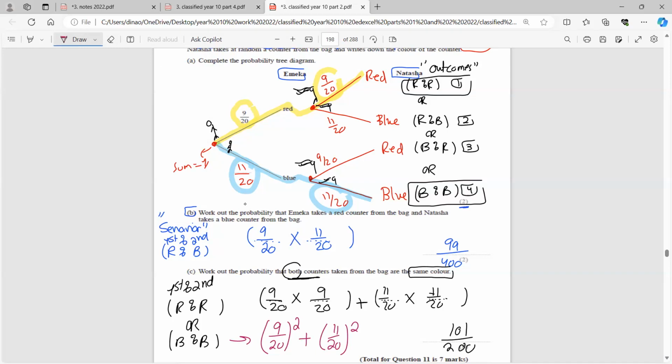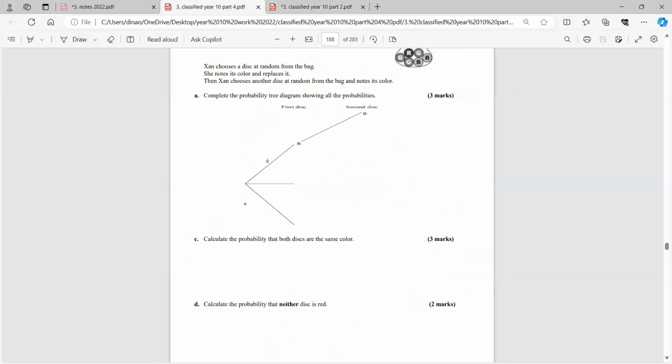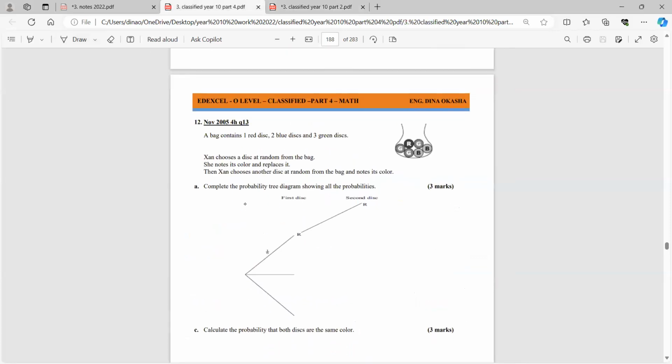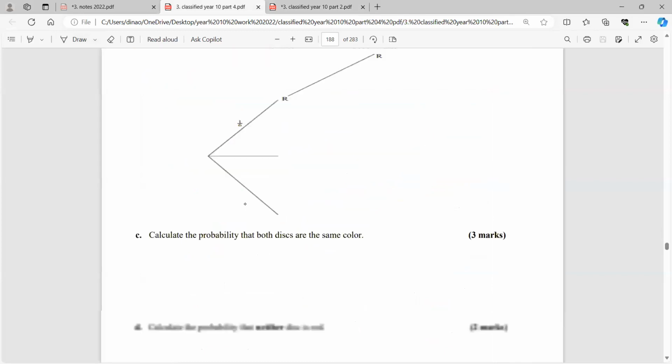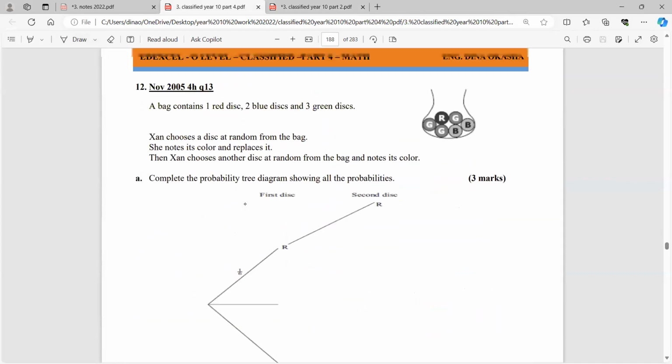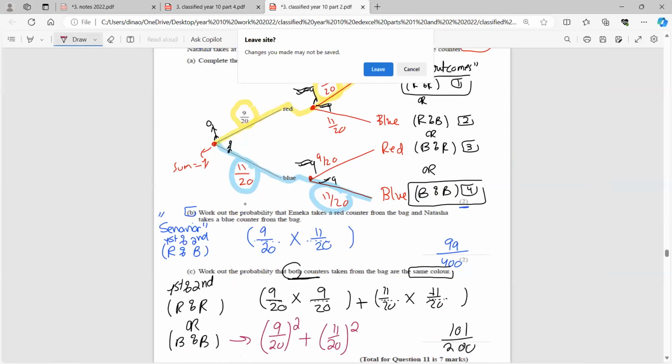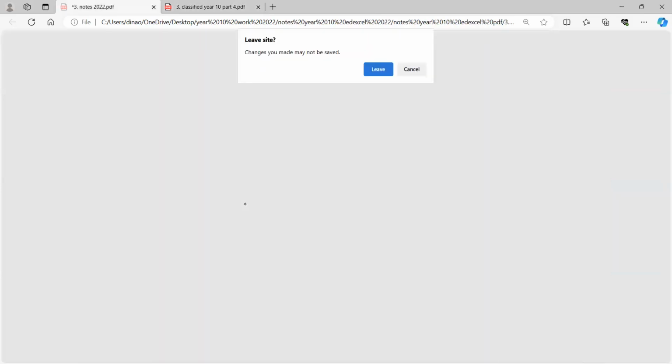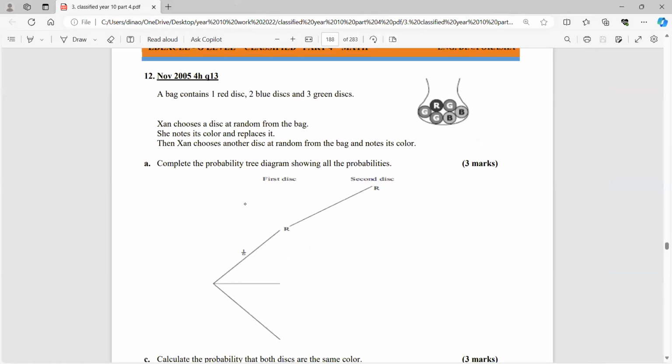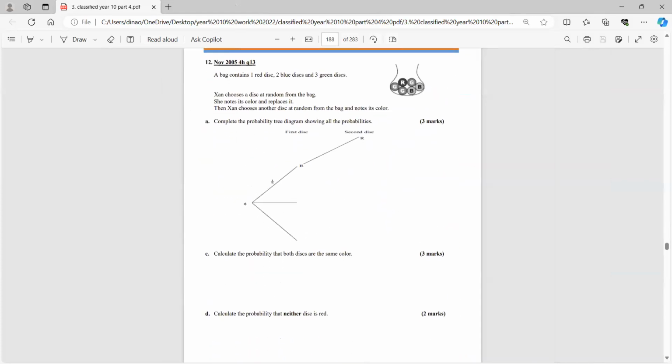One last question related to with replacement. If you look at classified part 4, page number 188. Let's close this, we don't need it. You can actually do something in this question. You can pause the video and solve it. Even those who don't have my material can take a picture of this question, solve it, and then resume the video and see if your answers are correct.